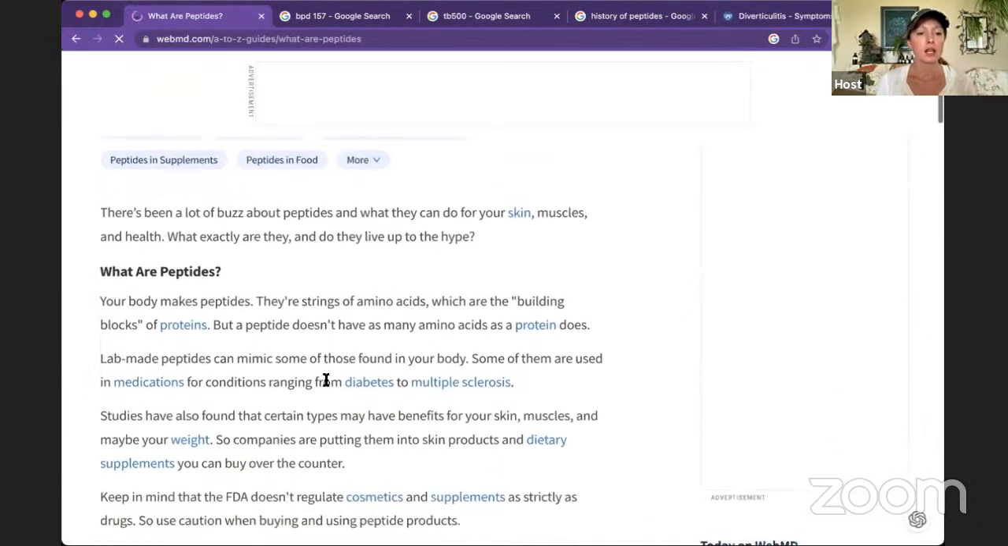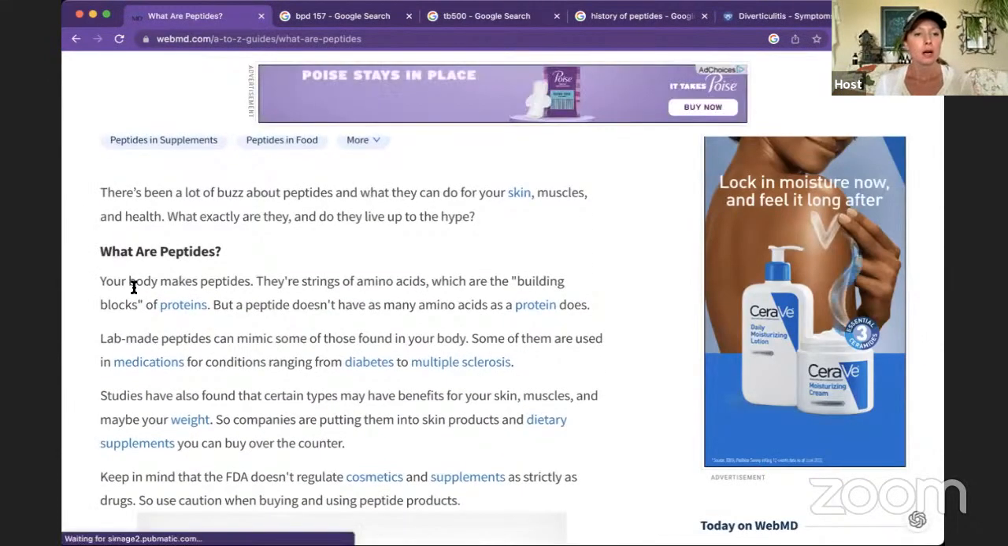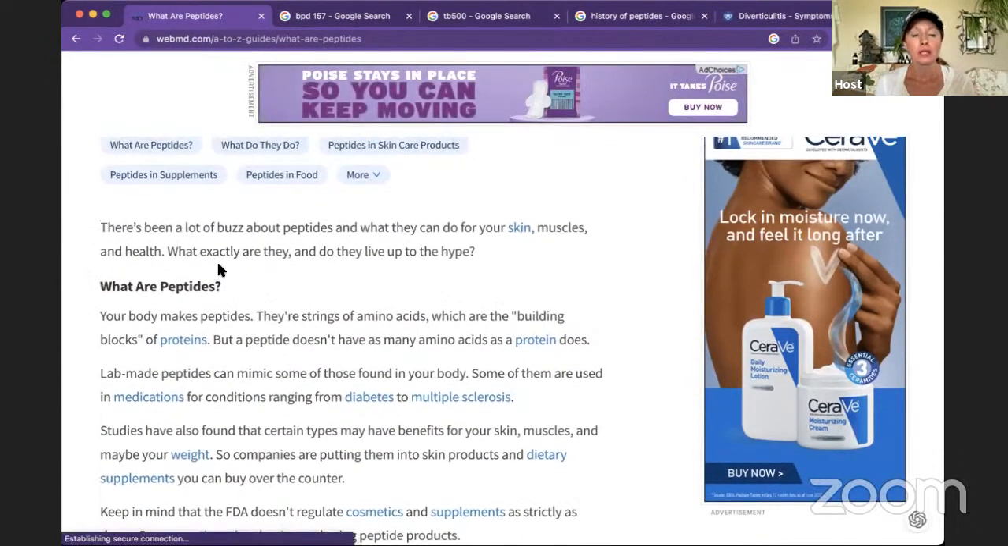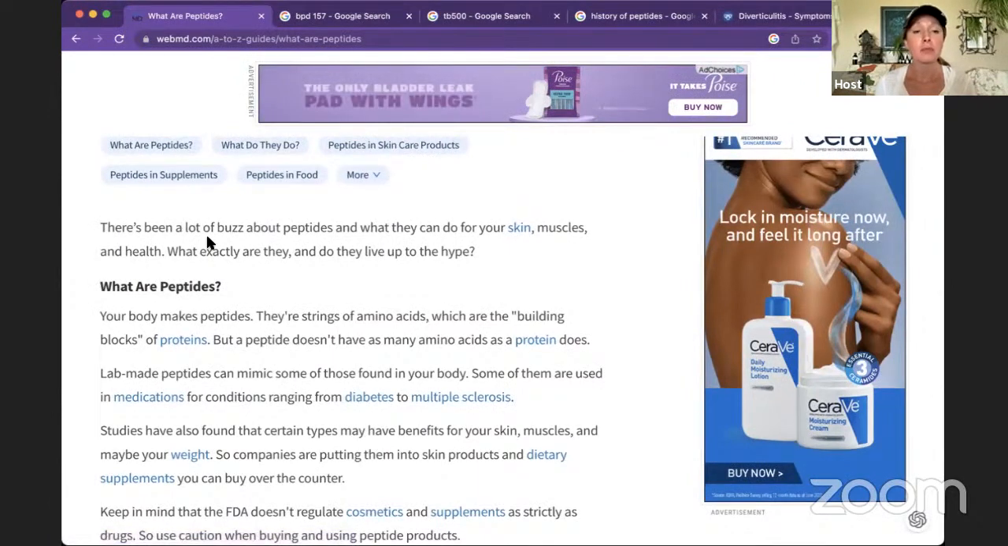WebMD says, let's start from the beginning. There's a lot of buzz about peptides and what they can do for your skin, muscles, and health. What exactly are they, and do they live up to the hype?